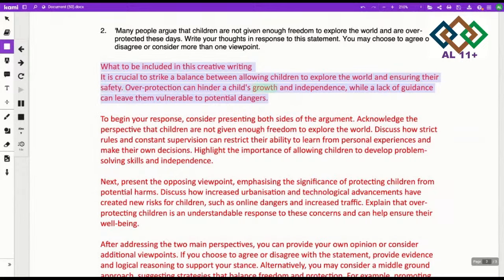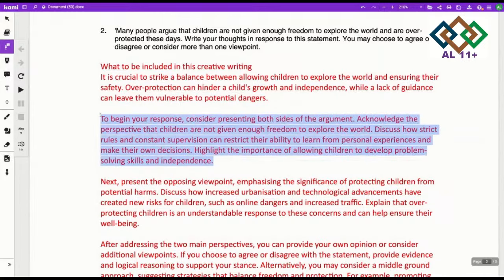Overprotection can hinder a child's growth and independence, while a lack of guidance can leave them vulnerable to potential dangers. So basically, you always need to have a balance. That's true. To begin your response, consider presenting both sides of the argument.